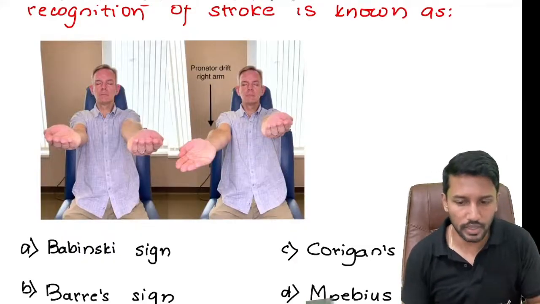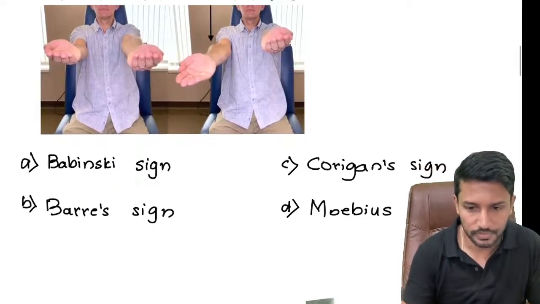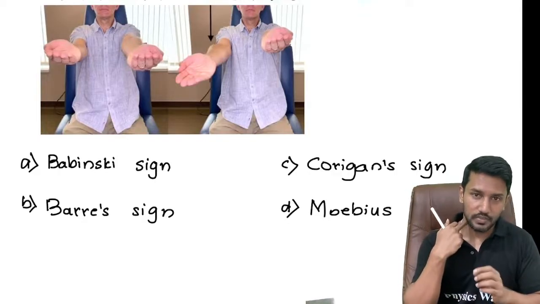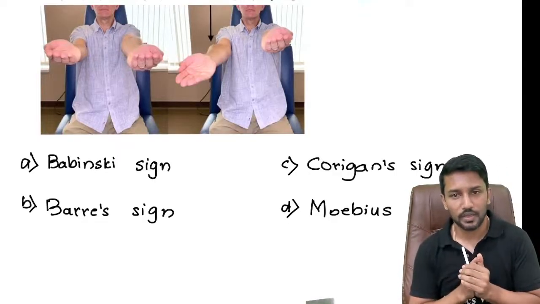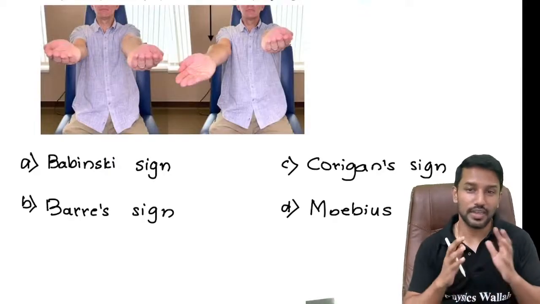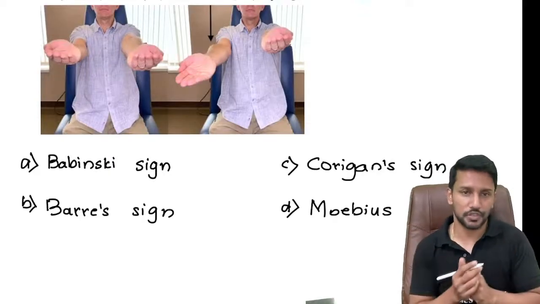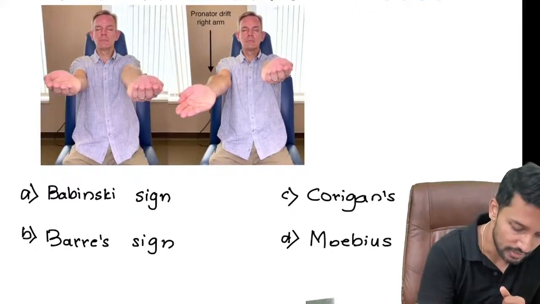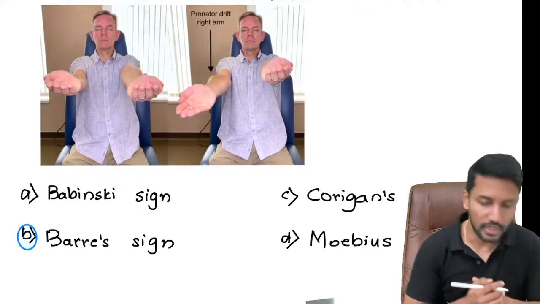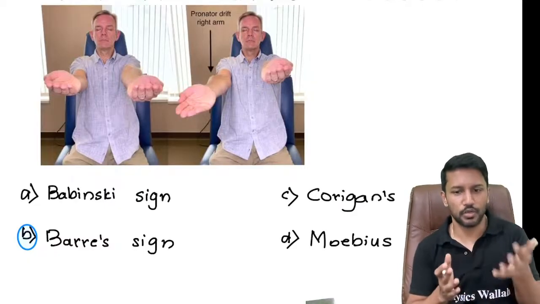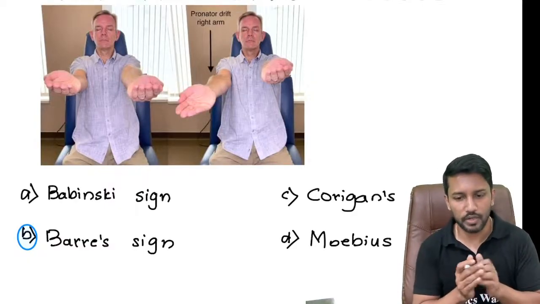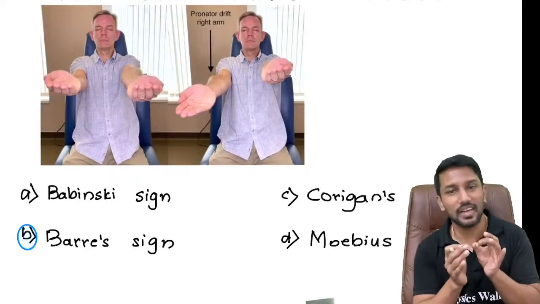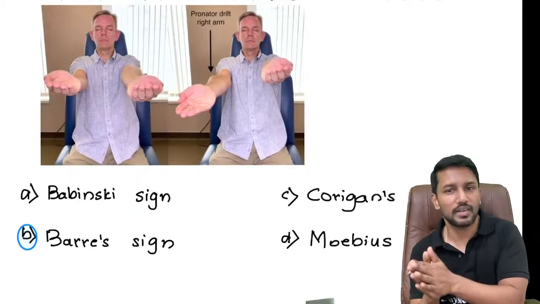And there is a name given to that. And what should be the answer? Corrigan sign refers to dancing carotids, which we see in patients with aortic regurgitation or any condition where there is wide pulse pressure. Pronator drift sign is also called Barre's sign. So that should be the answer for this question. This is a potential image-based question, and I want you to be familiar with that. Pronator drift sign is also called Barre's sign. It is the earliest sign of pyramidal tract damage.